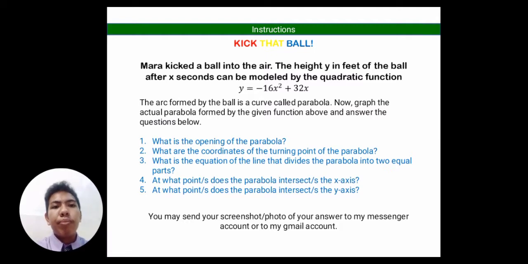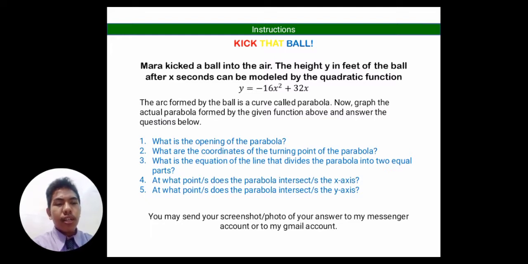Number 1, what is the opening of the parabola? Number 2, what are the coordinates of the turning point of the parabola? Number 3, what is the equation of the line that divides the parabola into 2 equal parts? Number 4, at what point or points does the parabola intersect the x-axis? And 5, at what point or points does the parabola intersect the y-axis? You may send your screenshot or photo of your answer to my messenger account or to my Gmail account.